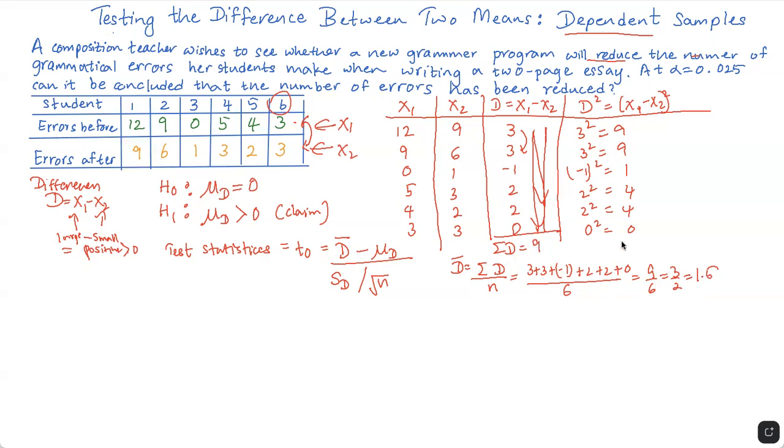Okay. And then SD. Let's look at the formula for SD. You can use this formula. There are two formulas to calculate the standard deviation of a sample. So I'm going to use this formula. It is n times summation of D square minus summation of D whole square, divided by n times n minus 1. So this is the formula I'm going to use to calculate the standard deviation of the differences. N is 6.